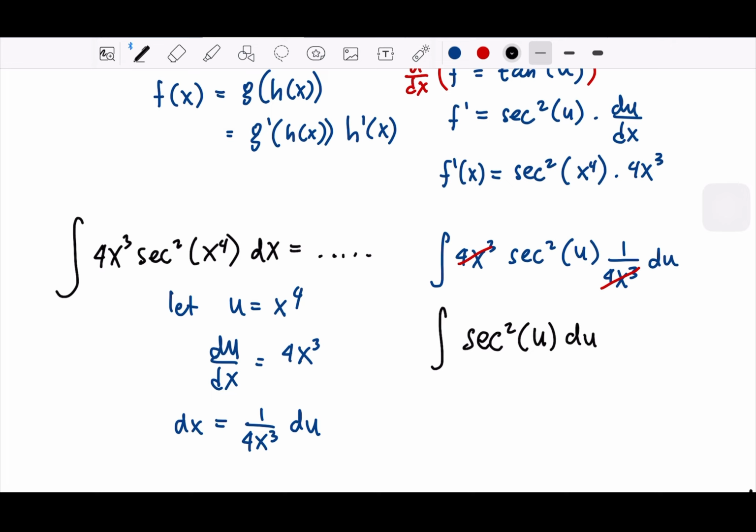And what we know from the table before, you can think what kind of function when you derive it becomes secant squared. It's a tangent, right? So this will be tangent. We can substitute back x to the power of 4 and then plus constant. So that's the basic idea on the substitution technique.